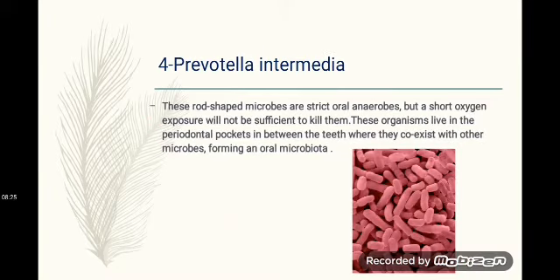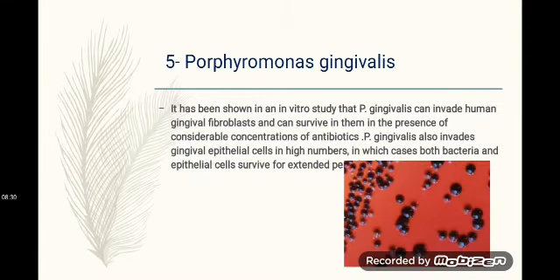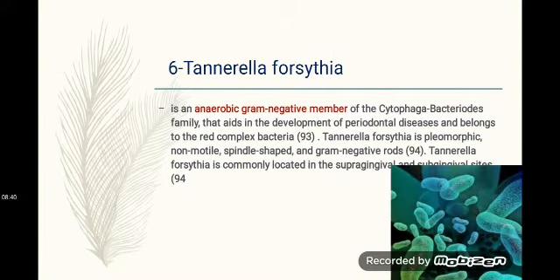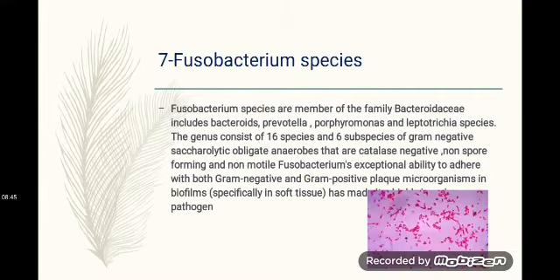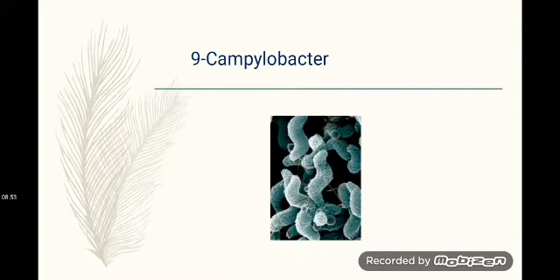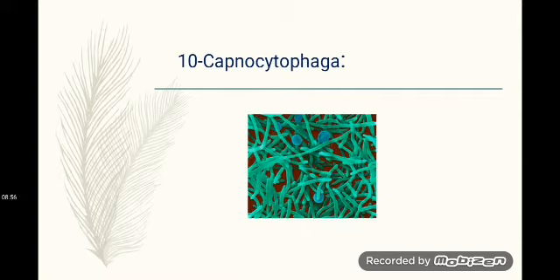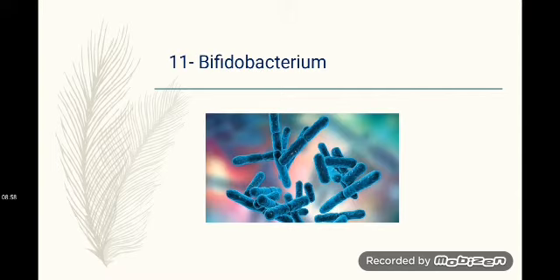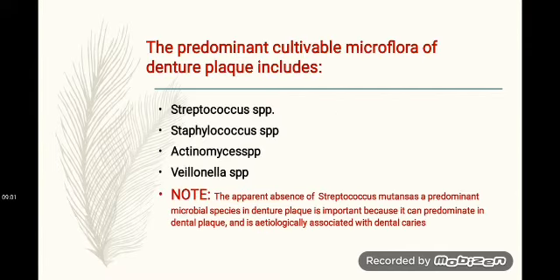Prevotella intermedia is also a rod-shaped, anaerobic microorganism. Porphyromonas gingivalis invades human gingival fibroblasts and survives in them, and it also is not affected by the antibiotic. Tannerella forsythia is an anaerobic gram-negative bacterium. Fusobacterium species and Veillonella, and there's a lot of bacteria: Campylobacter, Capnocytophaga, Bifidobacterium, and that's it.